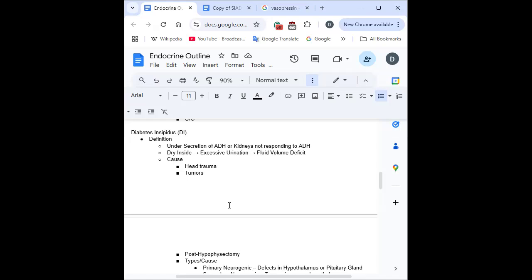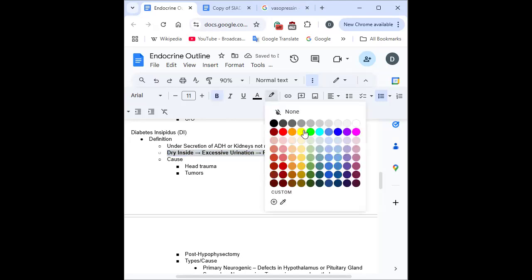That's why it's called diabetes. It's referencing diabetes because both of them have that polyuria going on, even though this one's not really related to sugar levels or insulin. This one's related only to the ADH. So you're going to have the opposite problem. The key thing here is just remembering DI for dry inside, because you have excessive urination and you're going to have fluid volume deficit. So that's the key for this one.